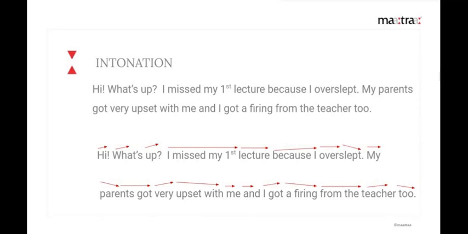arrows show. Hi, what's up? I missed my first lecture because I overslept. My parents got very upset with me and I got a firing from the teacher too. You notice how at the end of each sentence, at the full stop, the arrow always comes down. You can also hear it in my voice that the sentence is over. I missed my first lecture because I overslept. My parents got very upset with me and I got a firing from the teacher too.